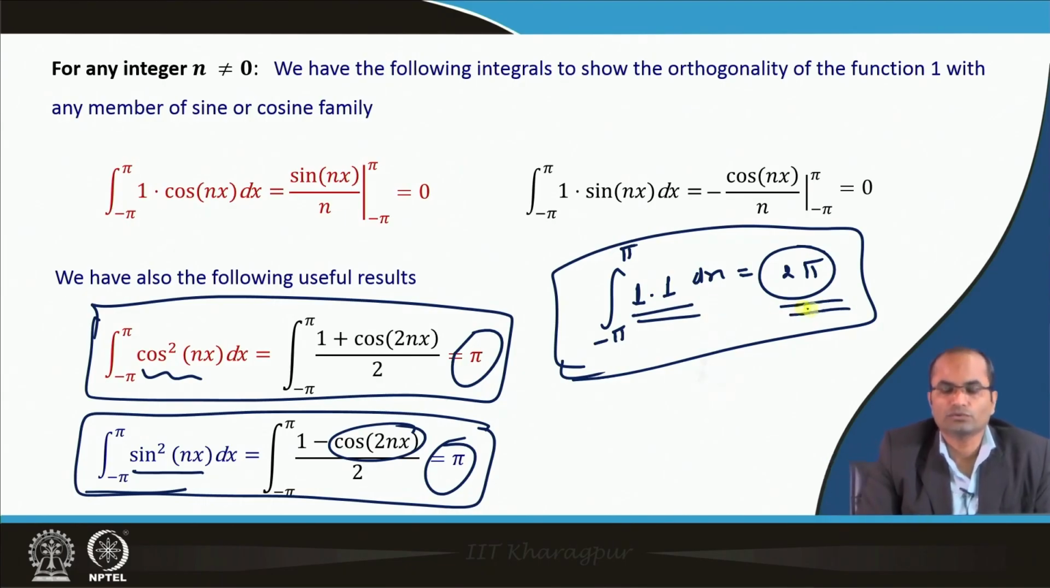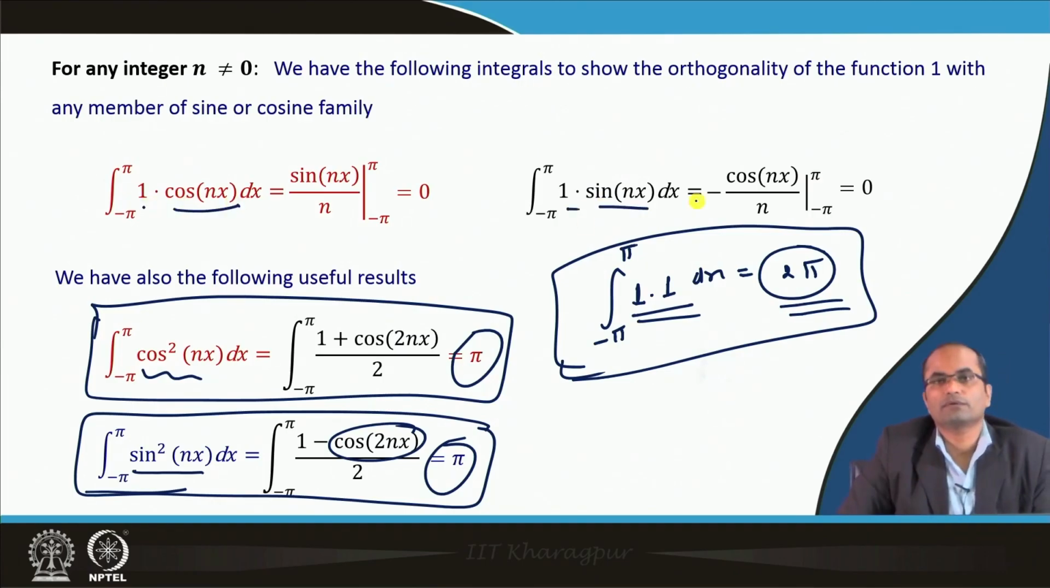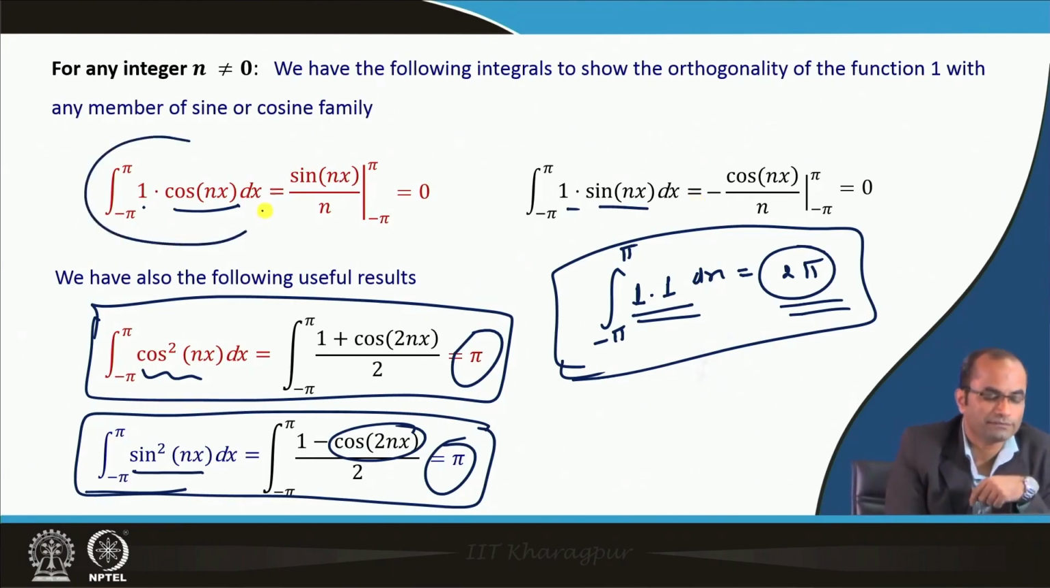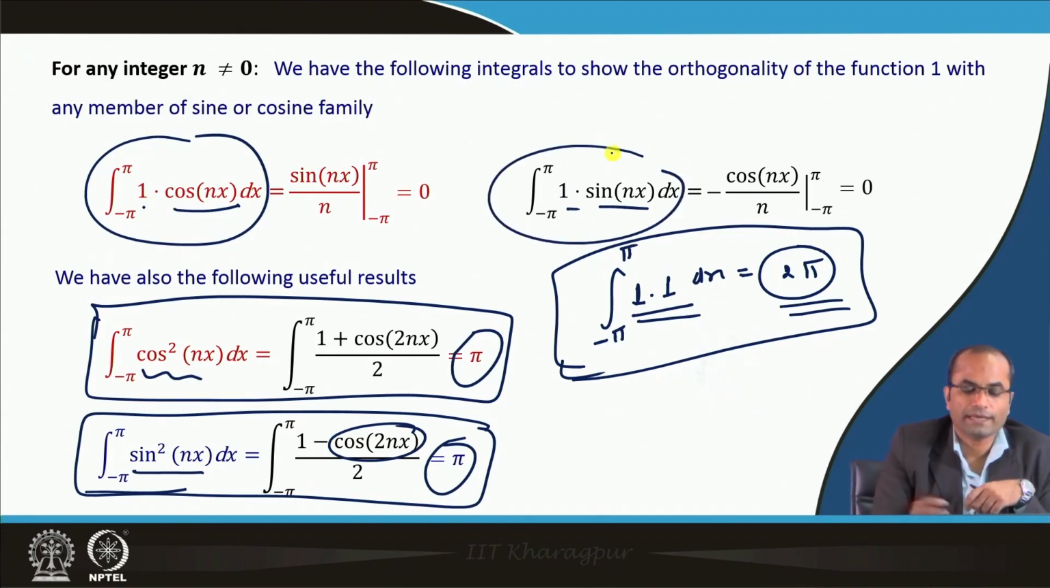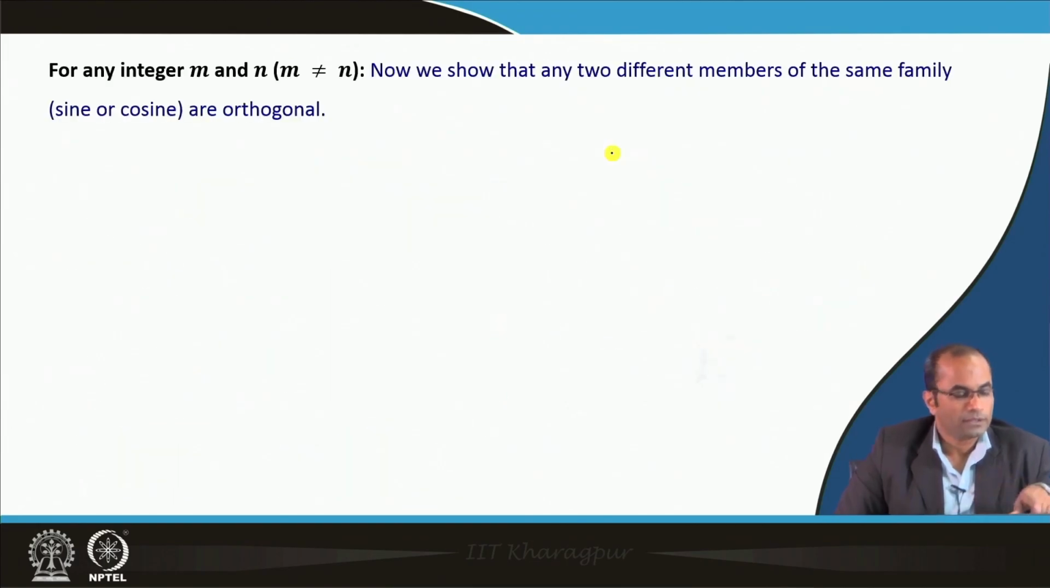In that case, this is 2 pi, and 1 with any other member of the cos is 0, 1 with any other member of the sine, it is 0, and there is now something left here to be proved, that any two different members of the family give 0. So, here we have only proved that with the 1, if we take any other member from the system, it is 0. So, now we will continue this proof.